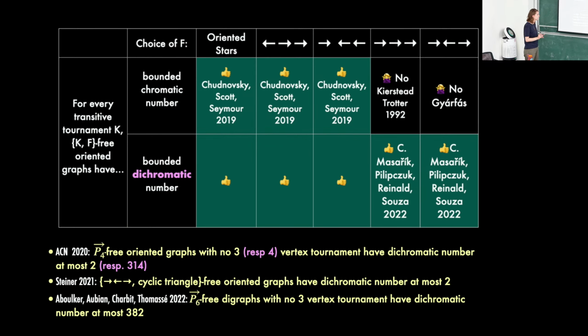Since we put the result on arXiv, there were related notes independent of our result; they more or less already had it by the time we had the result. Aboulker, Aubian, Charbit, and Thomassé showed that if you exclude a directed P6 and no 3 vertex tournament, then you have dichromatic number at most 382, which is kind of the state of the art for this conjecture.